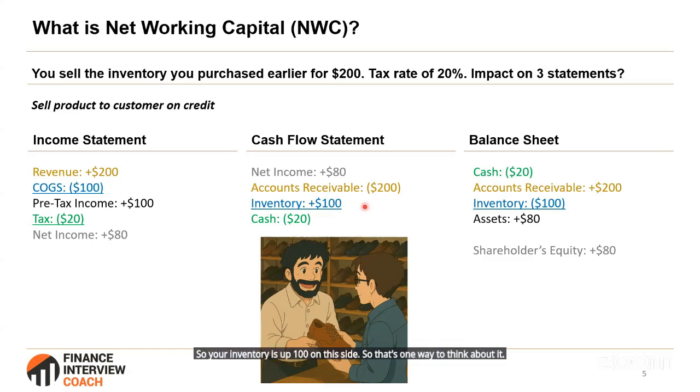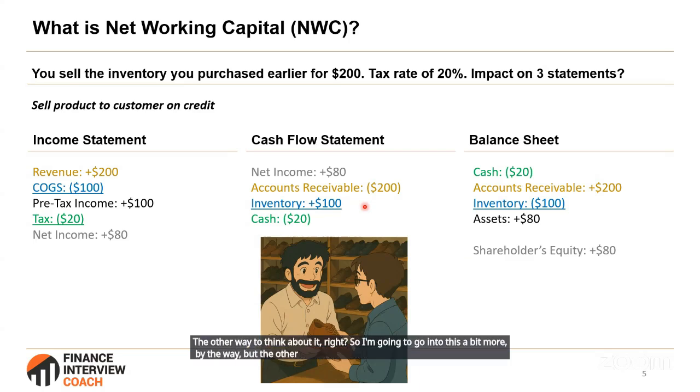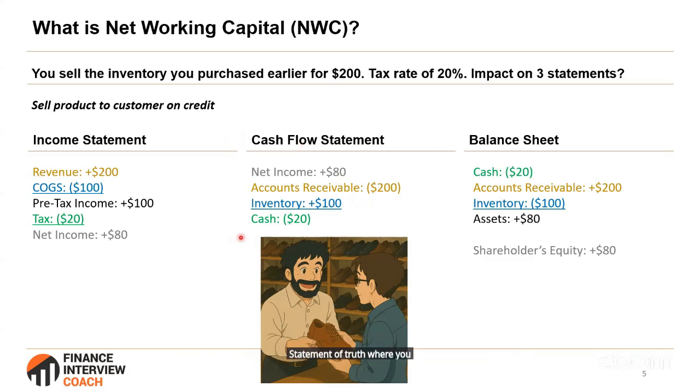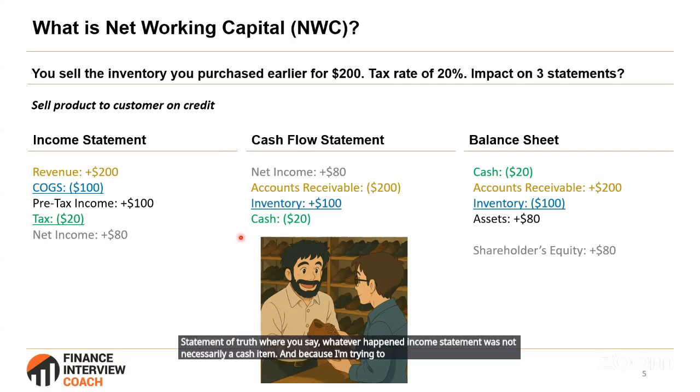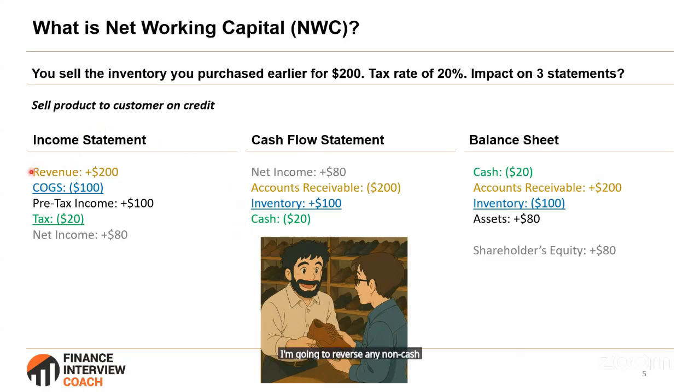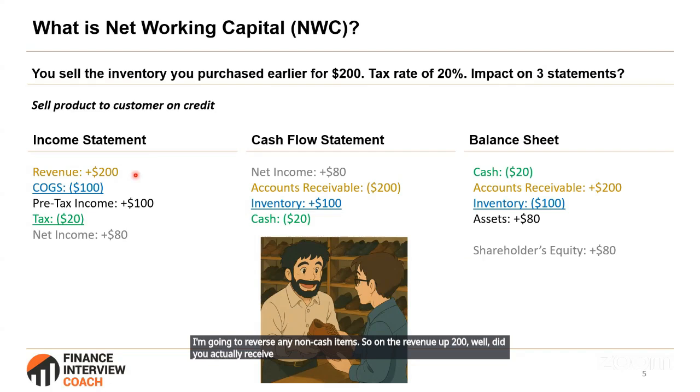The other way to think about it is, I'm going to go into this a bit more, by the way, what are the non-cash items on the income statement? Think of the cash flow statement as this sort of statement of truth where you say, whatever happened in the income statement was not necessarily a cash item. And because I'm trying to get from net income to the change in cash, I'm going to reverse any non-cash items. So on the revenue up 200, well, did you actually receive $200 of cash? You did not. It was on credit. So we're going to reverse that 200 here on accounts receivable, negative 200.